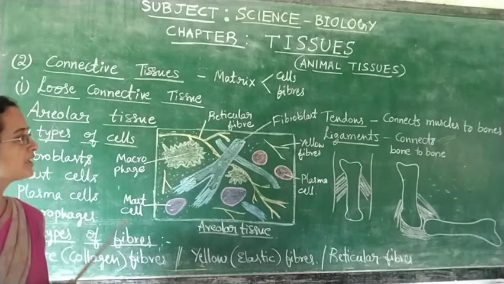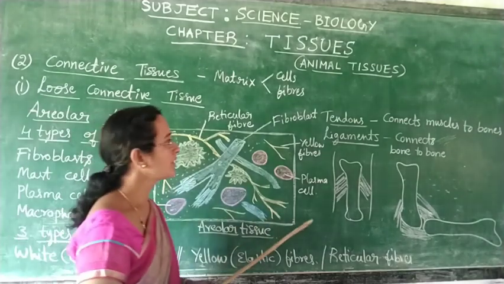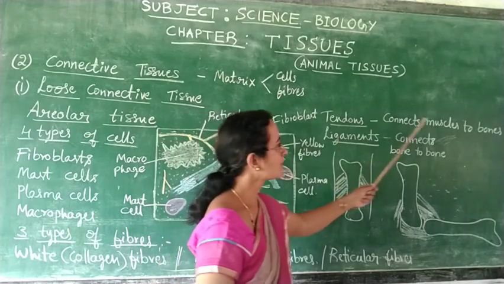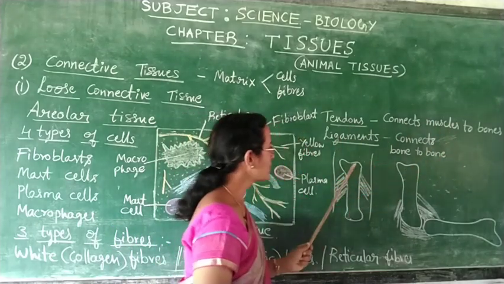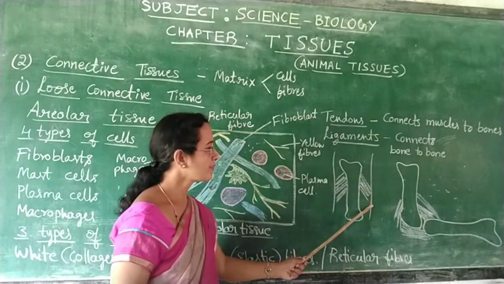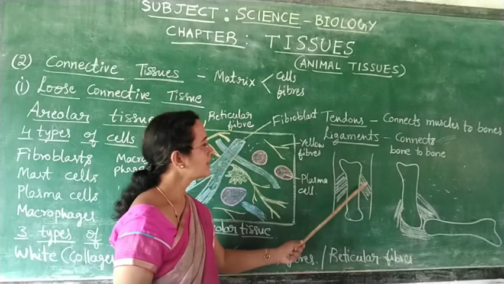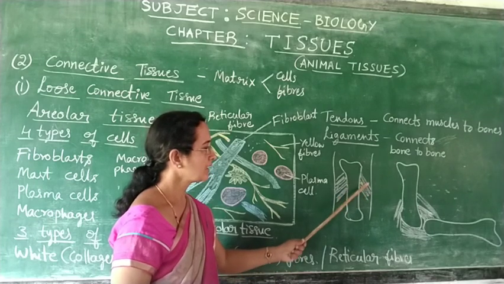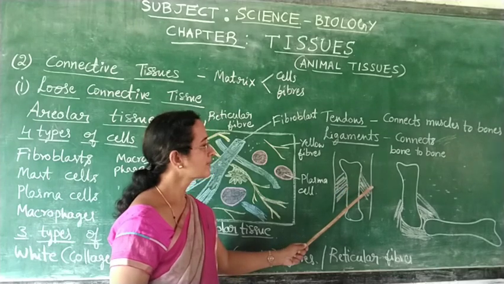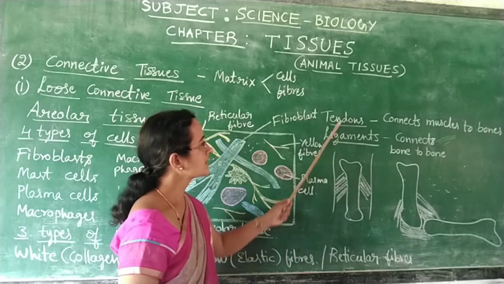Coming to the types of areolar tissue, we have tendons and ligaments. So tendons connect muscles to bones. Here you are seeing a bone, and when it is attached to the skin, you find a tendon here. This is an areolar tissue which connects bone to the muscle. So this is called tendon.